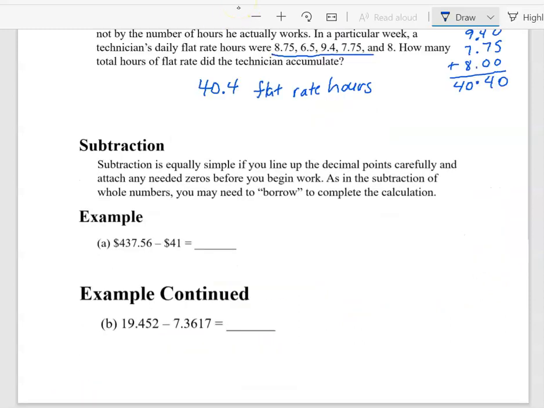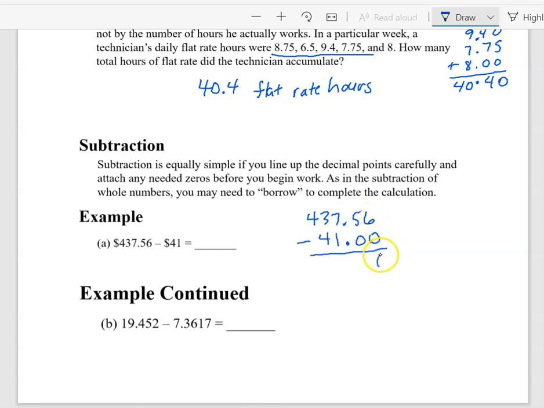Okay, let's talk about subtraction. Subtraction is not a lot more complicated, but if we've got $437.56 and we want to subtract $41, remember that we need to keep our decimals lined up. You could go ahead and put 2 zeros here if you would like. That would make it a little bit easier to look at, I guess.